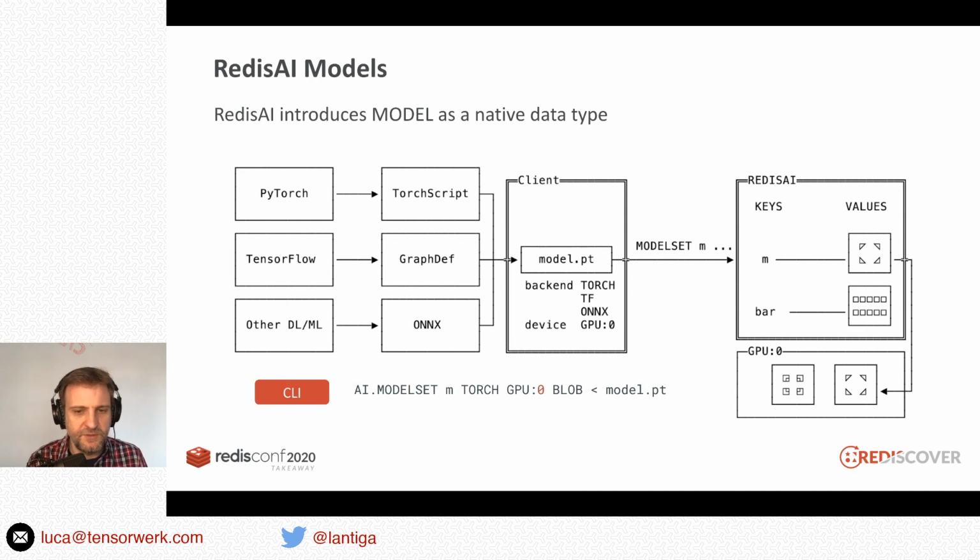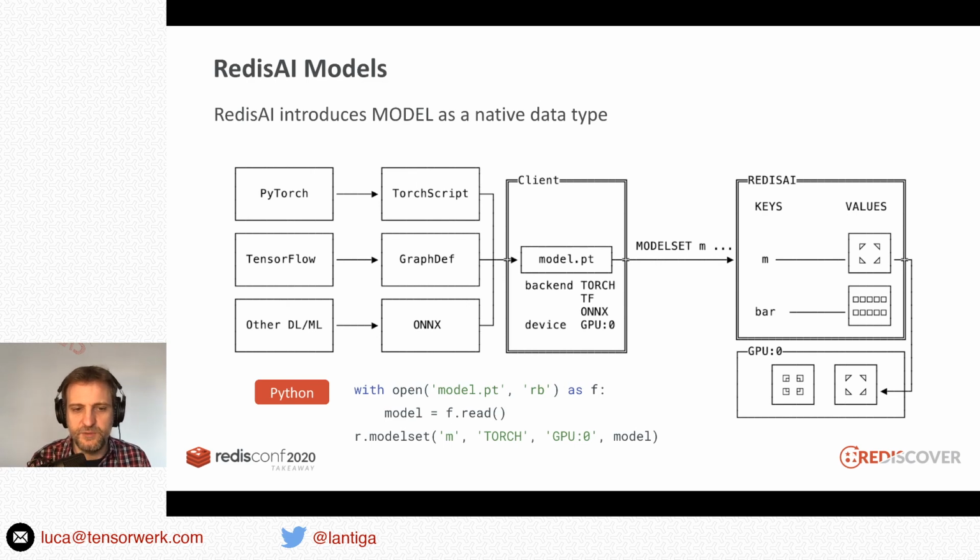So this is the way you do it from the CLI. You specify the key, the backend, the device. You can also specify GPU without ":0" if you just have one. And then you signal that the blob is following. And so you need to provide the binary blob, the serialized computation that you obtain from your framework of choice.